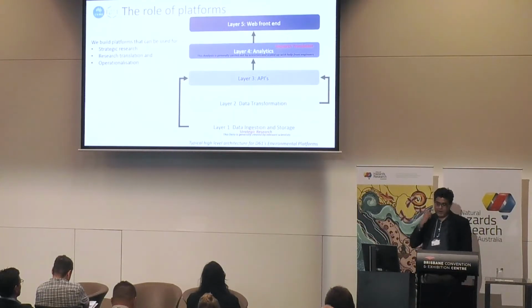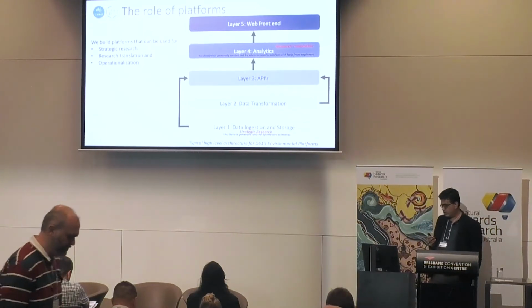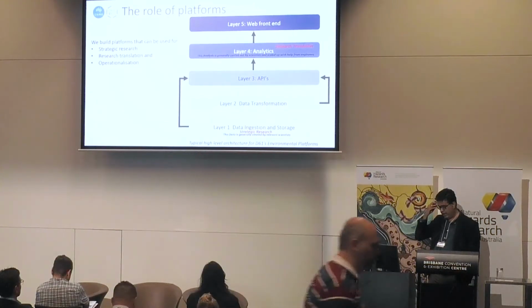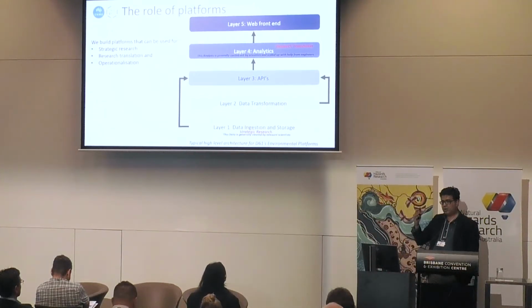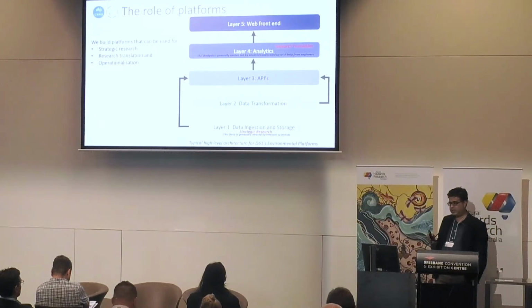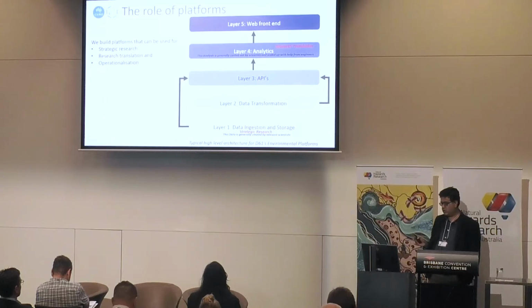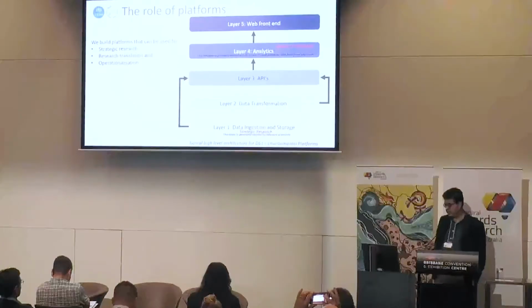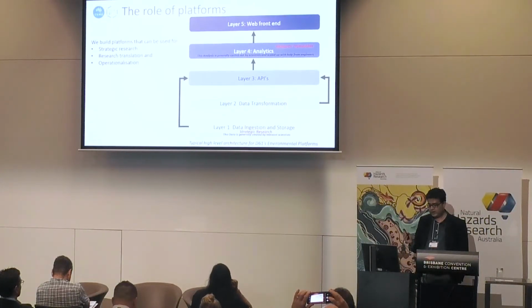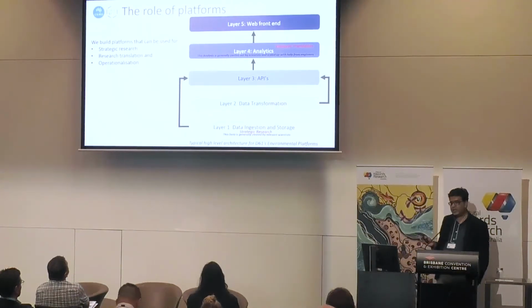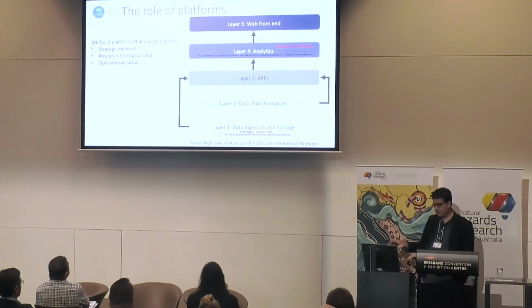So what's the role of platforms in Data 61? This is something that we have been building over the past few years. The aim is that we try and do all three phases of research, Horizon 1, 2, and 3, using a well-defined platform architecture, which is connected up so that the research to the research translation to the operationalization doesn't take as long as it used to take.